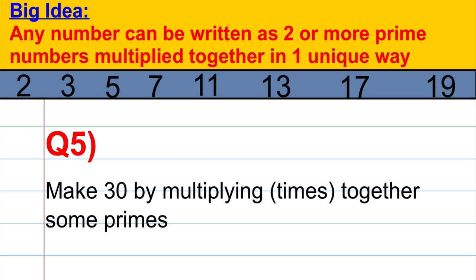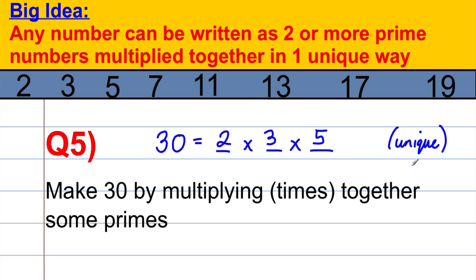The next one. Try and make 30 by multiplying together 2 or more of the primes. Okay, this one might have been a bit more tricky. 30 couldn't be written as 2 primes multiplied together. There weren't any. 2 times 3 is 6, 2 times 5 is 10, 2 times 7 is 14, 2 times 11. None of these would have worked. 3 times 5, 3 times 7, none of those would have worked. But what you can do is multiply 3 numbers. For example, 2 multiplied by 3 is 6, then multiplied by 5 is 30. There is no other way of finding 30 by multiplying together primes. This is unique again by the fundamental theorem of arithmetic.